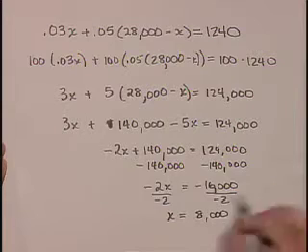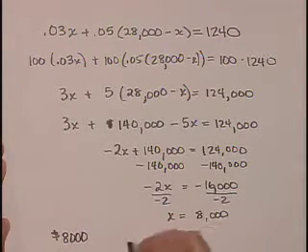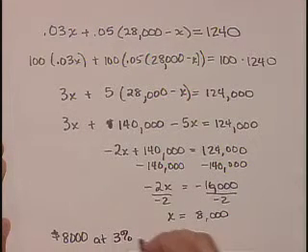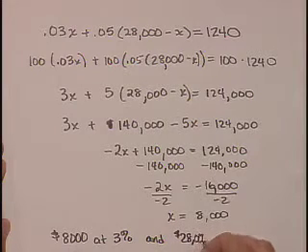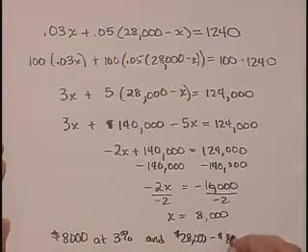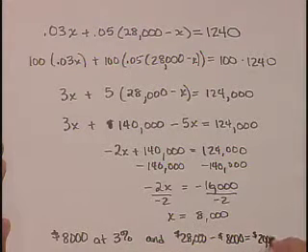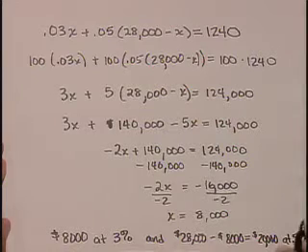So to finish up, we have $8,000, which is x, which is the amount of money at 3%, and 28,000 minus 8,000, which is 20,000 at 5%. So the solution to this problem is that there's $8,000 at 3% and $20,000 at 5%.